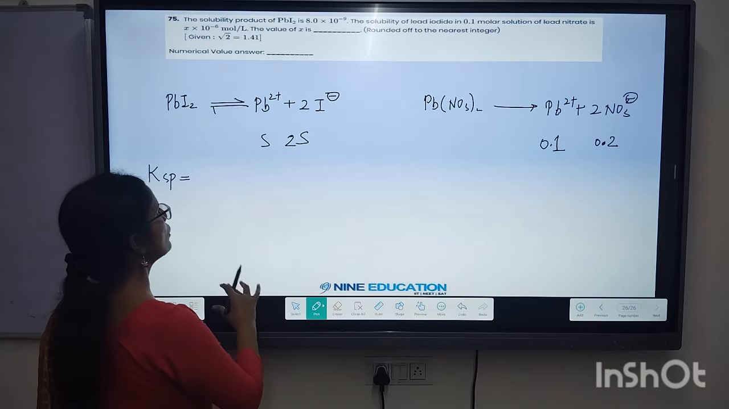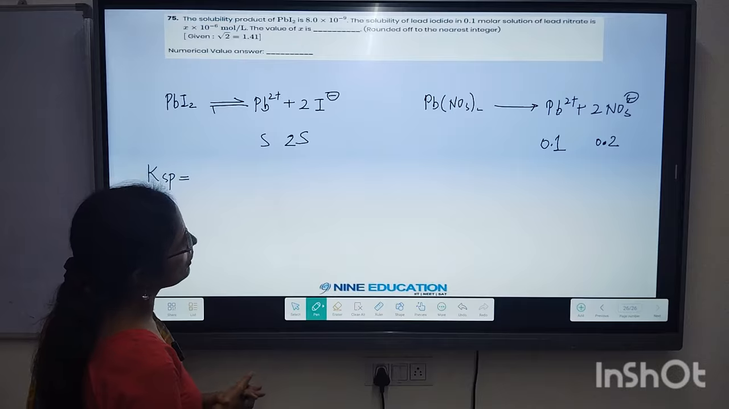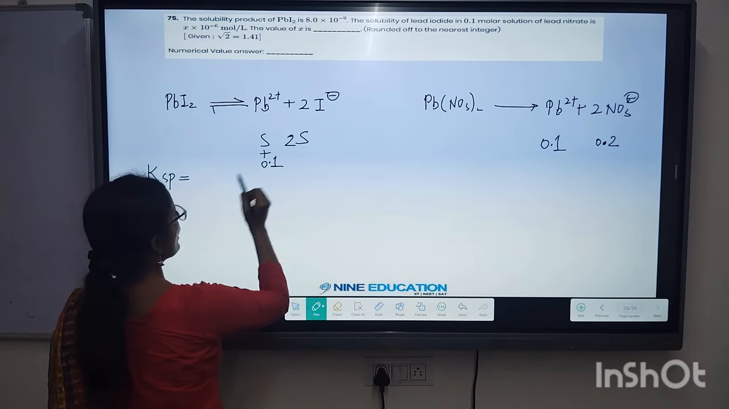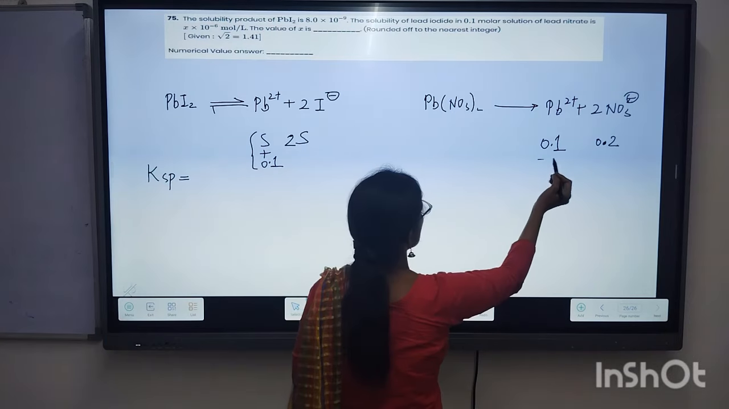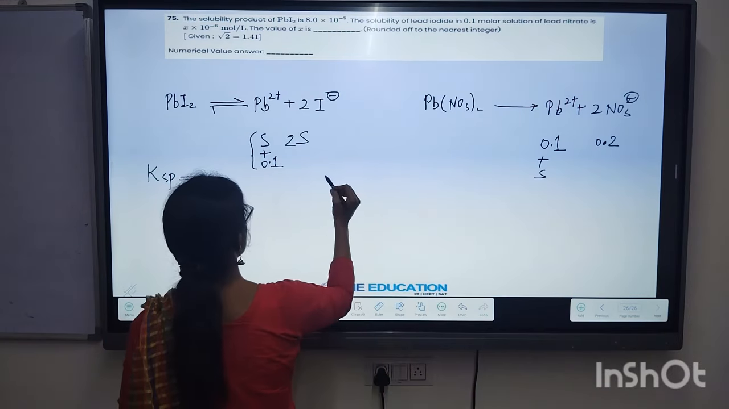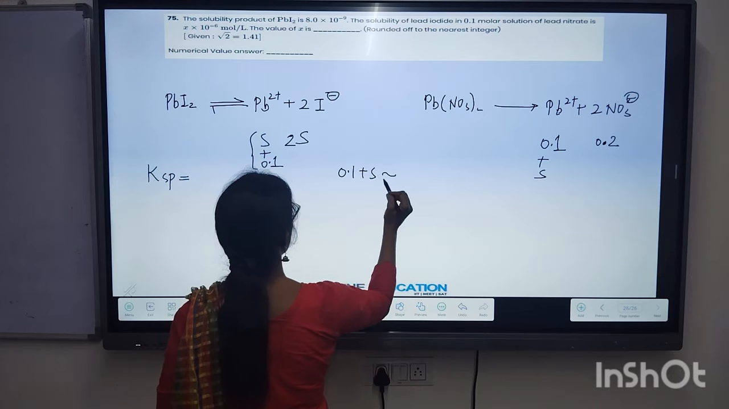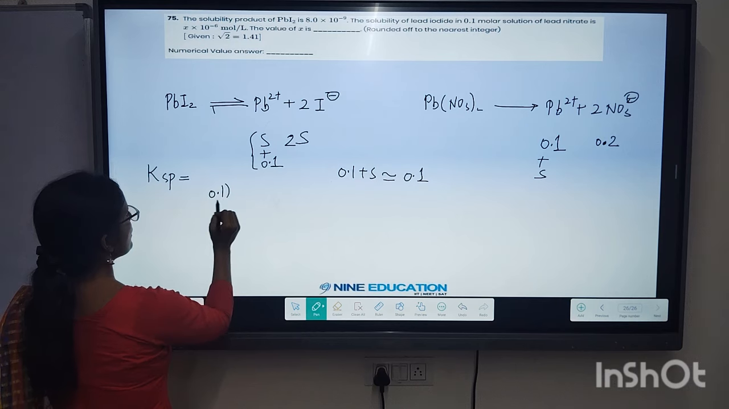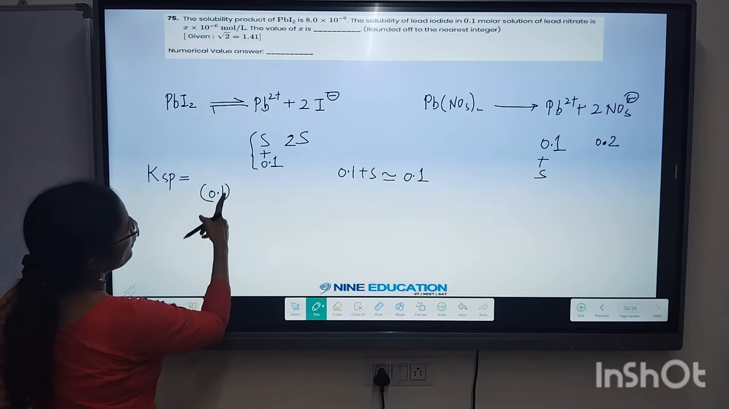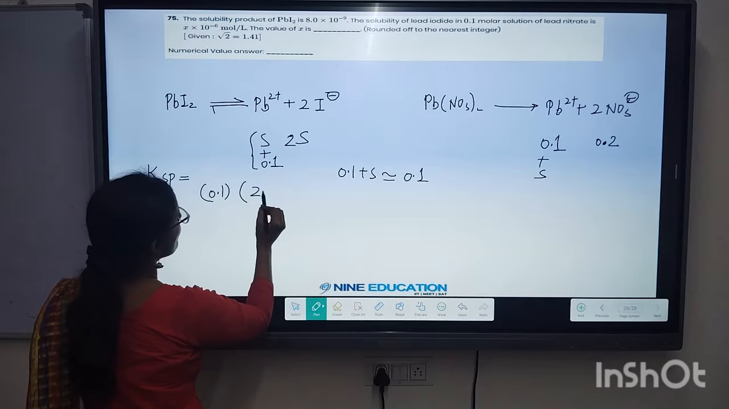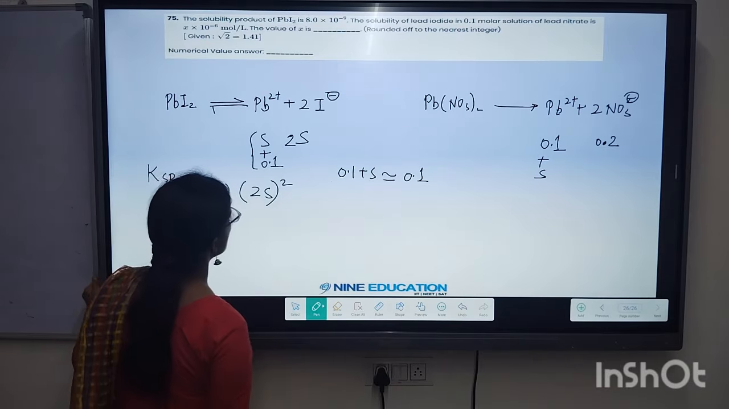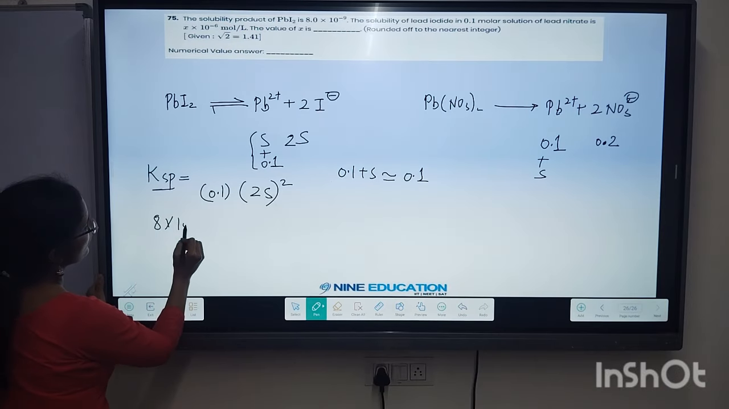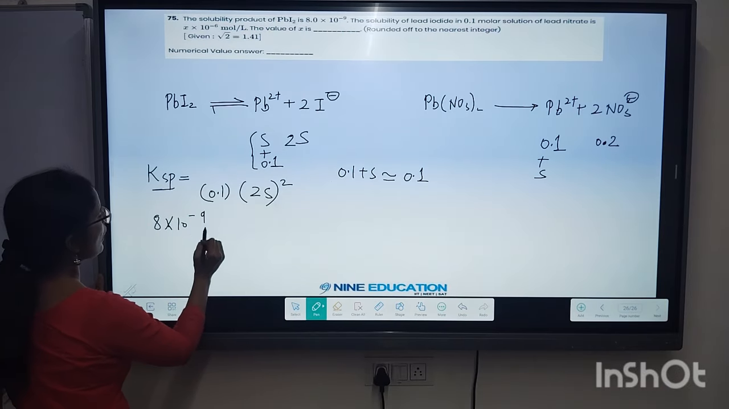Okay. Now as we are having lead iodide and lead nitrate in the same solution, because of the common ion effect, the S value will be affected. Right now the effective concentration of Pb2 positive in the solution will be S plus 0.1, but we know that 0.1 plus S is approximately equal to 0.1 only. So can I write it like this? KSP, the solubility product, will be 0.1 for Pb2 positive, and here we will have (2S) raised to power 2. And KSP is given as 8 into 10 raised to power minus 9.